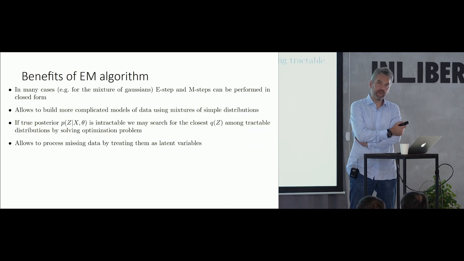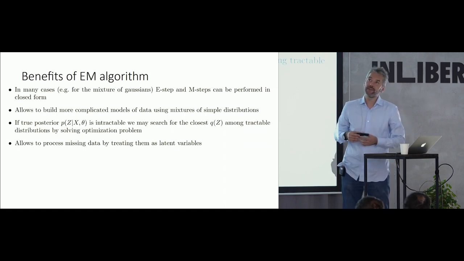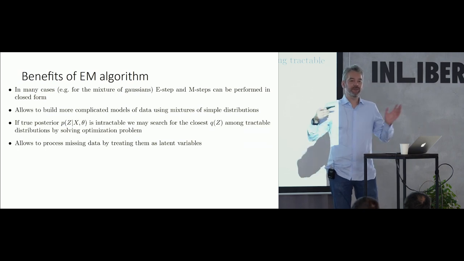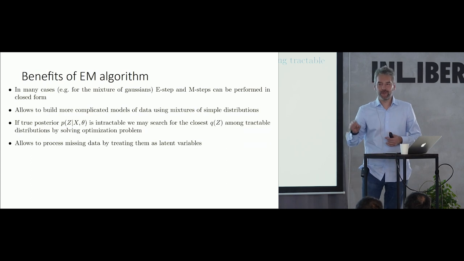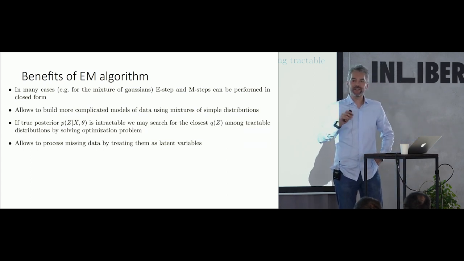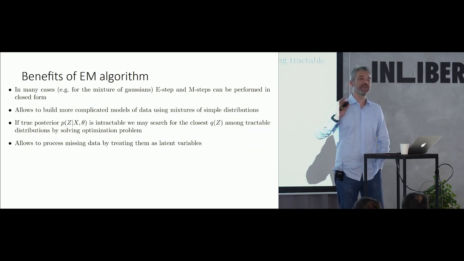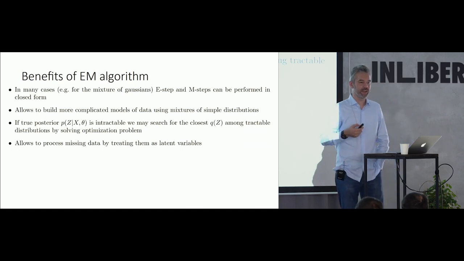So actually, rephrasing my supervisor, I may say that 90% of the data scientists just do not know about the EM algorithm. And 90% of those who know what the EM algorithm is think that the EM algorithm is an algorithm for the mixture of Gaussians. This is not true. The EM algorithm is much more general. But the mixture of Gaussians is just the most known example of its successful application.